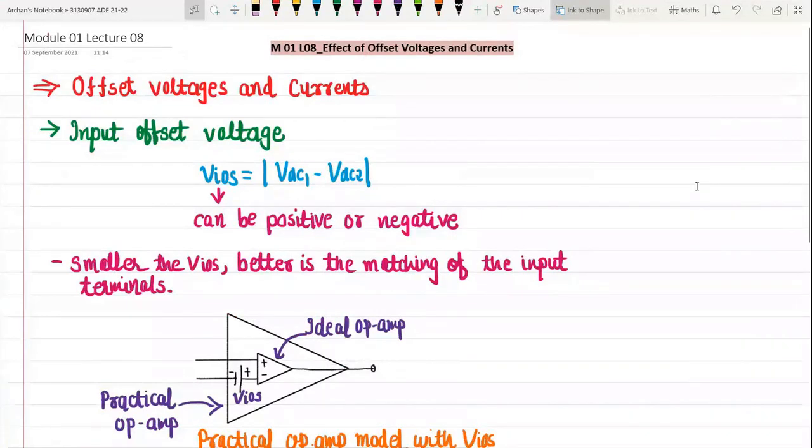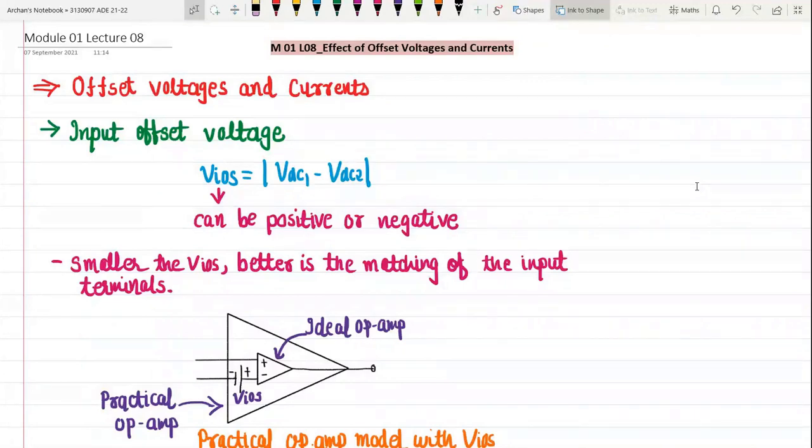Okay, so welcome to the course on analog and digital electronics. Up till now, we have seen the basics and fundamentals of these operational amplifiers. And in the last few minutes of the last session, we started with some important parameters of operational amplifiers, which are offset voltages and currents. So basically, what do we mean by these offset voltages and currents?